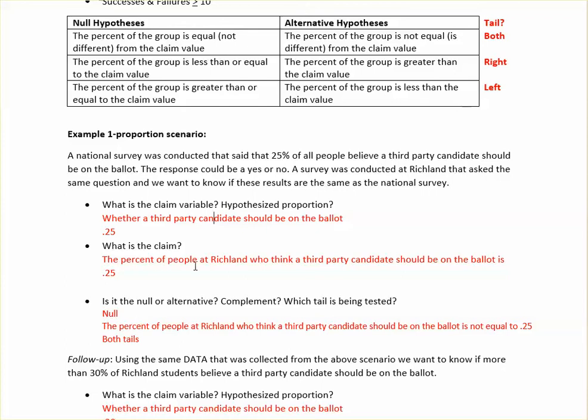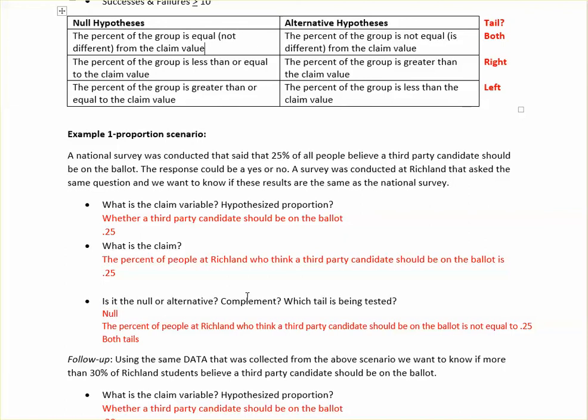So this one: the percent of people at Richland who think a third-party candidate should be on the ballot is 25%, or 0.25. And that's the equal to. That's what we want to know, if they are the same, which would be is 0.25. Is it the null or alternative? Because it's the "is," we want to know if they're the same. It's this one right here. So this is the actual hypothesis we're testing against. That's our initial one, so it is the null hypothesis.